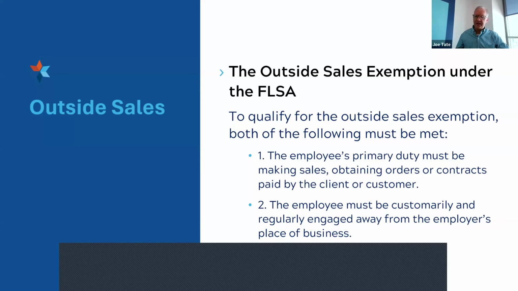To qualify for the outside sales exemption, both of the following must be met. Number one, the employee's primary duty must be making sales, obtaining orders or contracts paid by the client or customer. And number two, the employee must be customarily and regularly engaged away from the employer's place of business, which, that number two has increased over the years as more and more, especially salespeople, are working remote. So that's the outside sales exemption.